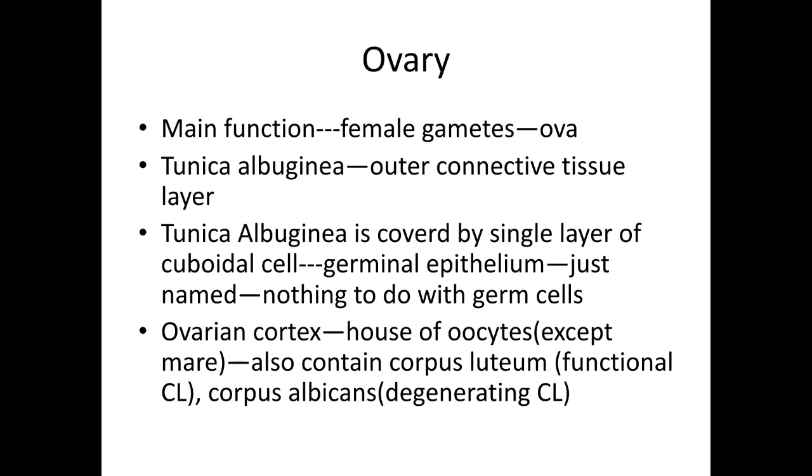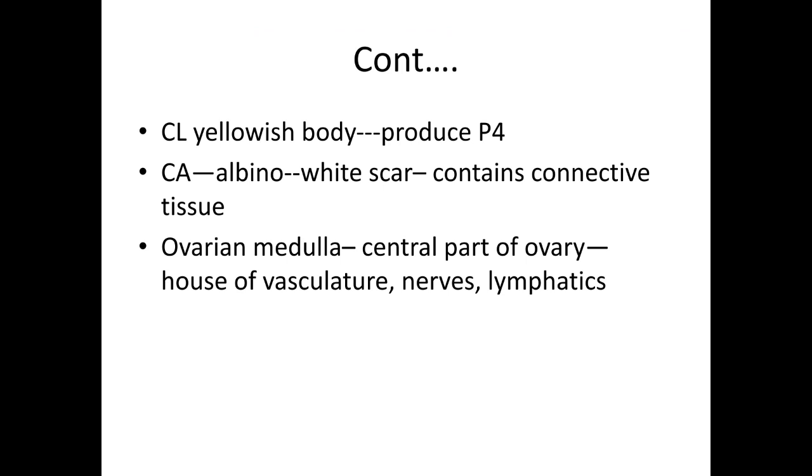Next is the ovarian cortex that houses the oocyte and also contains the corpus luteum and corpus albicans. Corpus luteum is the functional body and the corpus albicans is the degenerating CL. Corpus luteum is a yellowish body that is functional and produces P4, and corpus albicans is the degenerating corpus luteum, a white scar that contains connective tissue. The anterior-most part of the ovary is the ovarian medulla, the central part of the ovary, which houses the vasculature, nerves, and lymphatics. In the case of the male, there is some difference that we will discuss later on.